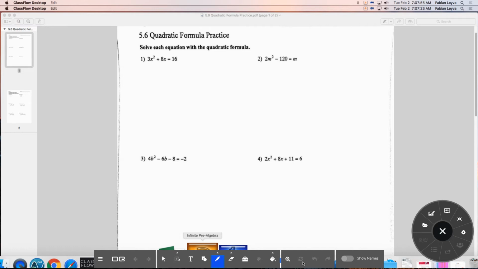Everyone, welcome to our last assignment of the semester. Keep in mind that we're not doing anything new. All we're doing is practicing the quadratic formula. So the way this is going to happen is I'm going to assign this as a note.